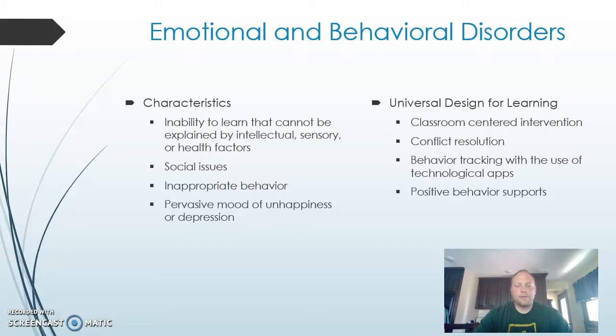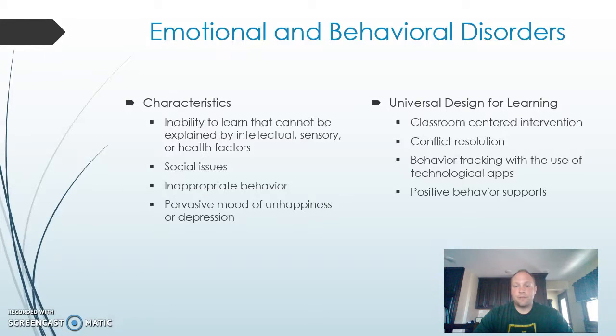Emotional and behavior disorders. Characteristics here are inability to learn that cannot be explained by intellectual, sensory, or health factors, social issues, inappropriate behavior, pervasive mood of unhappiness or depression. Common theme here is social issues. I haven't been in a special education class yet, but I assume these are some of the most difficult students to teach and to keep your cool and to get them on the right track. Acting out in class, stuff like that.